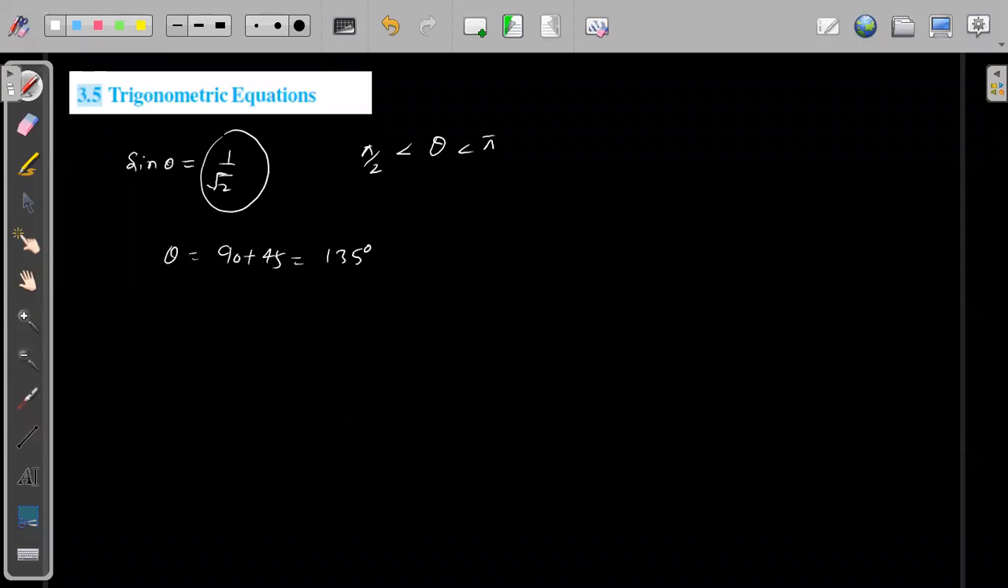Okay, general solution they have removed, but for your test perspective, general solution will not come. But for your JEE perspective, general solution will come. So almost all kinds of questions have been done. So let's see.